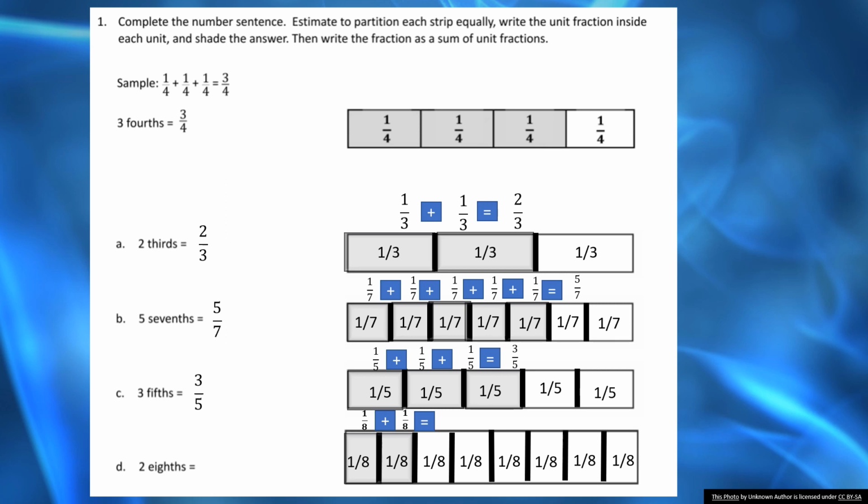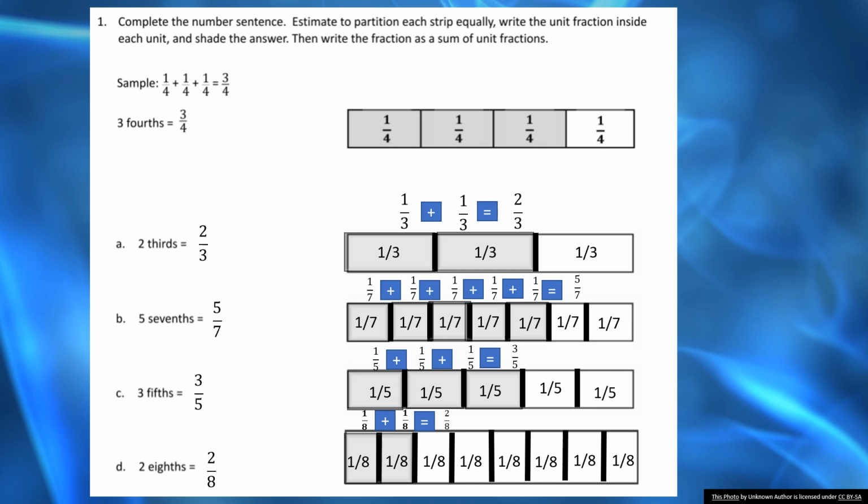So that's 1/8 plus 1/8 equals 2/8. 1/8 plus 1/8 equals 2/8. And go ahead and make sure you write 2/8 over there next to the letter D, next to the equal sign.